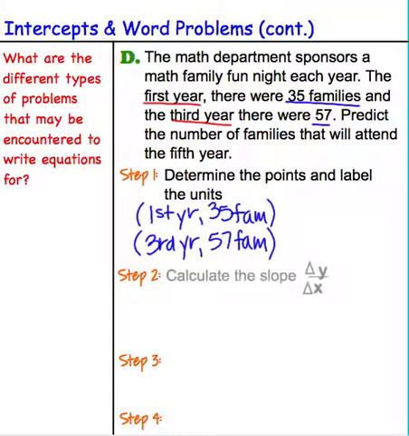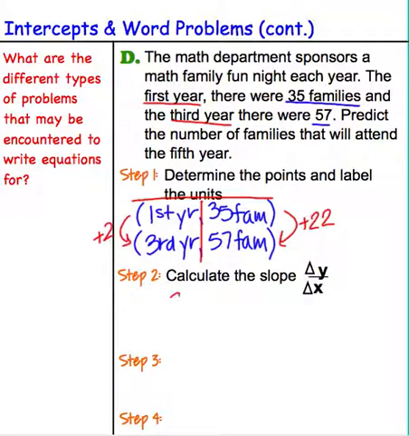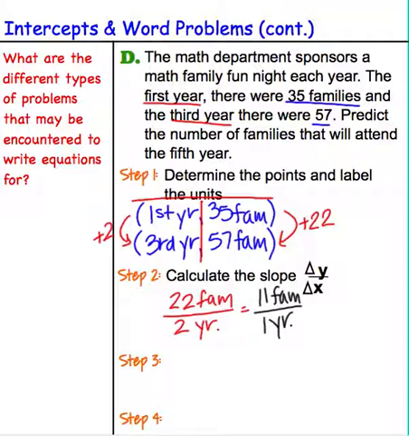So I've got my points and I've got my units labeled so I know what I'm talking about. Step 2, we want to calculate that slope, that change in y over change in x. Well, we already have it set up in that XY table format. And I see here, this went up 22 families and this went up 2 years. So my change in y is 22 families over 2 years, which simplifies to a slope of 11 family increase per year. So now I got my slope.